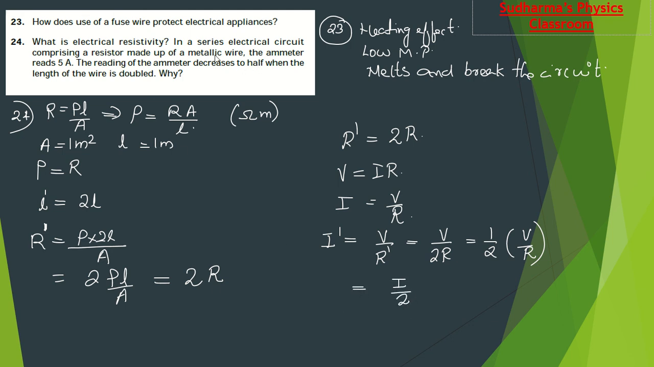So what is the question here? The reading of the ammeter decreases to half, right? That means the current will be decreasing to half. So this is how we can prove it mathematically. Once again I'll explain. Resistance equals rho into L by A. The new resistance, when the length is doubled, becomes 2 times the actual resistance. Since current and resistance are inversely proportional, when resistance doubles, current will decrease to half. Okay, it's a very simple question.